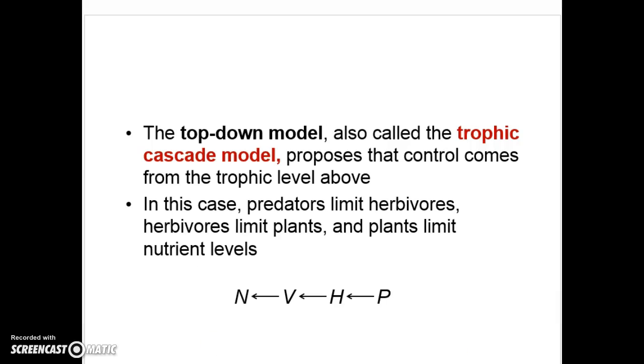So there's a bottom-up control going on just based on actually an abiotic factor, which would be mineral nutrients. On the other hand, we have a top-down model, which is called the trophic cascade model, which is proposing that the control comes from the trophic levels above. So in this case, like with the sea otter, we have predators that are limiting the herbivores, which are limiting the plants, and then the plants are limiting the nutrient levels. So we have the influence going the opposite direction. Okay, very straightforward.